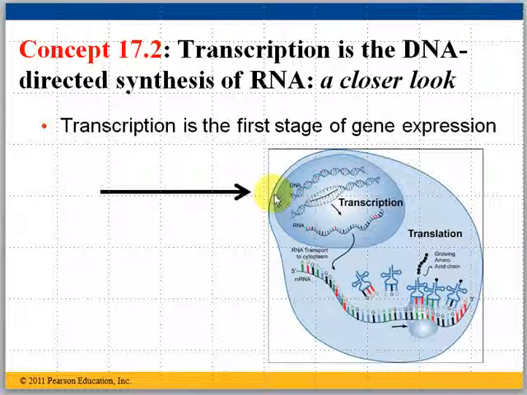The DNA is unzipped or unwound. One of the DNA strands is used as a template to create messenger RNA, and from there we leave the nucleus, and we'll talk about that in just a moment because that gets into translation. So for the moment, transcription inside the nucleus of the eukaryotic cell.